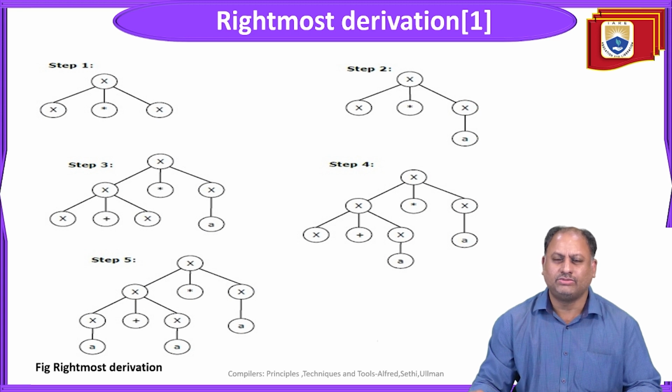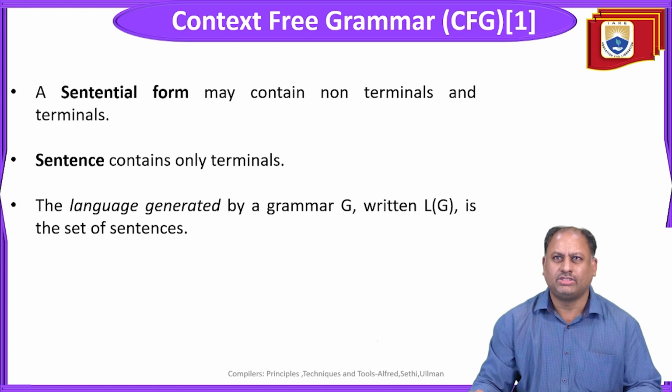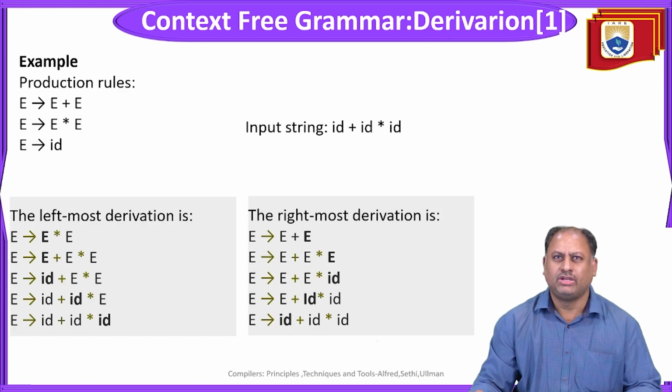So once we get the sentential forms, it is easy to construct the parse tree also based on the derivations which are applied, and that we are going to get the result. So it may contain non-terminals and terminals, that is the body of this one. A sentence contains only terminals, whereas a sentential form contains both terminals and non-terminals. The language generated by a grammar, written L of G, is a set of sentences. So with the help of sentences only you can generate that particular language.